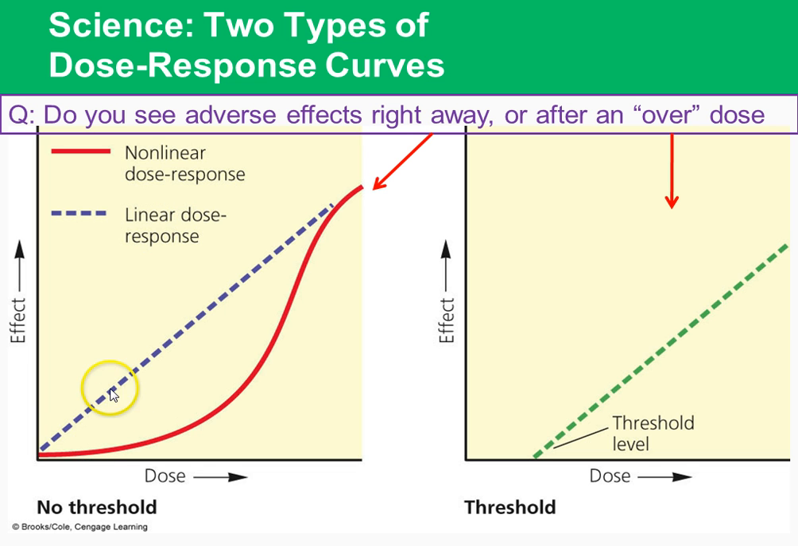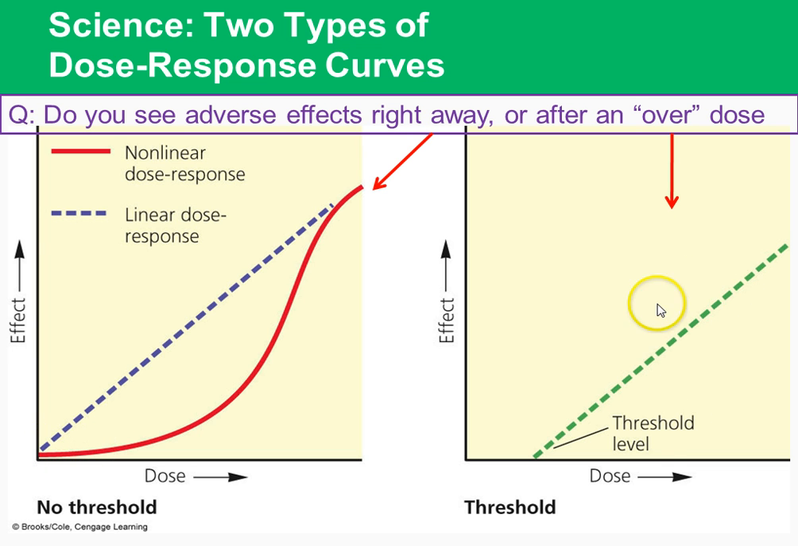A linear dose response curve would go this way. A lot of what we see, like we saw in the last graph, are non-linear dose response curves where you get minor effects and then it builds up suddenly. So again, this is more typical, which is why it's a solid line. But again, the idea with non-threshold is that we start to see results right away.